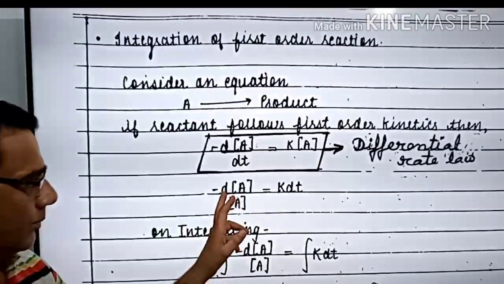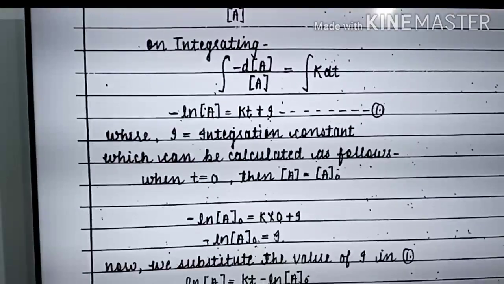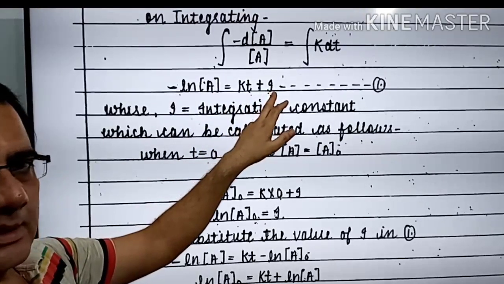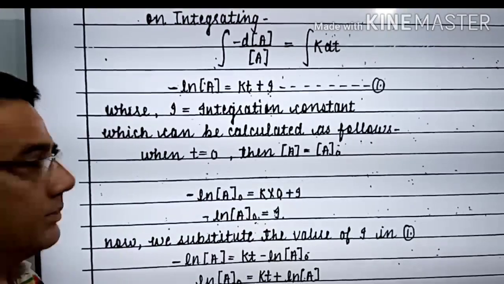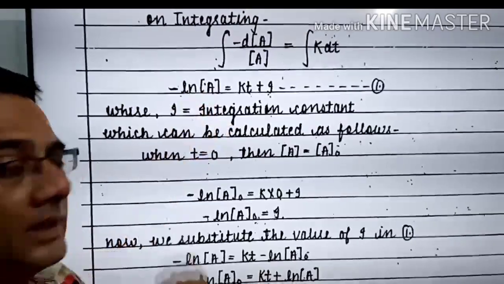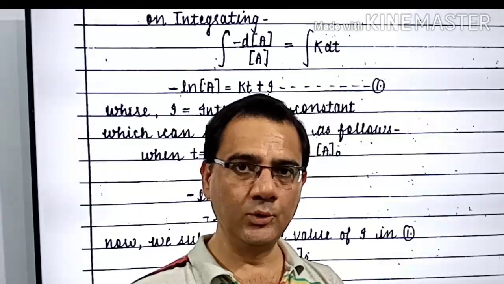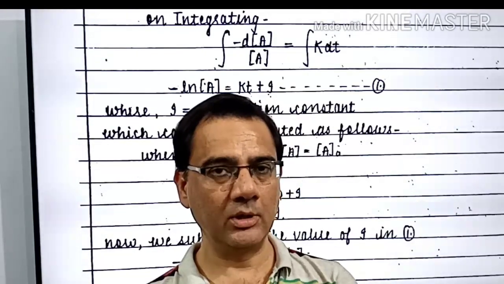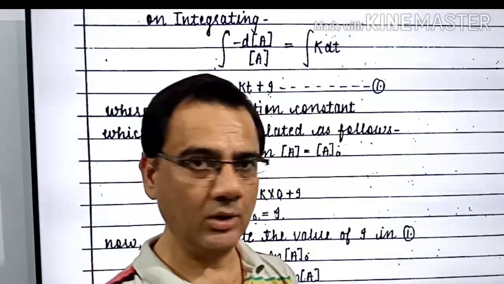Now we go further. Both the sides we integrate, and when we integrate both the sides, then we get this expression: minus ln A is equal to Kt plus I. There, what did we get? A is equal to Kt plus I in the zero order reaction, but here in the first order reaction we are getting minus ln A is equal to Kt plus I. This ln is called natural log, and remember 1 ln is equal to 2.303 log. One is natural log and one is common log. The natural log, that is ln, is equal to 2.303 log.